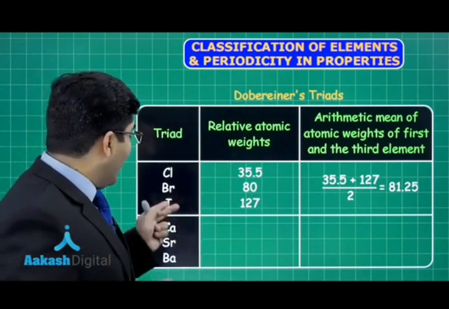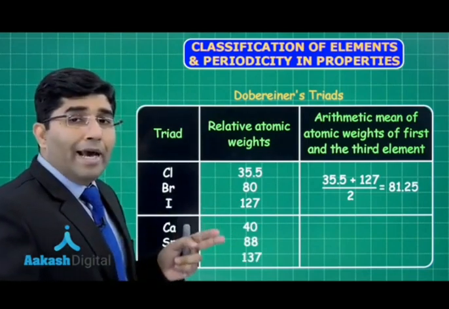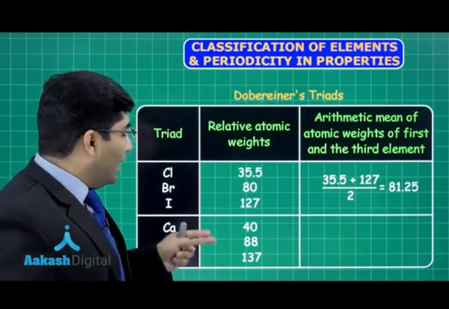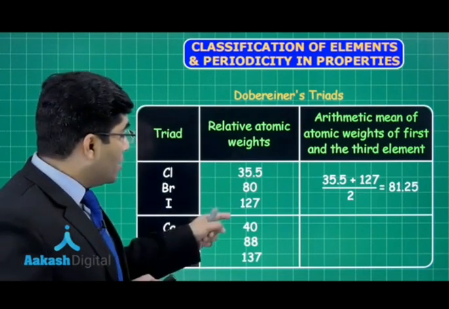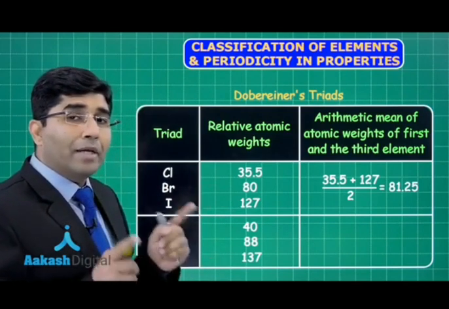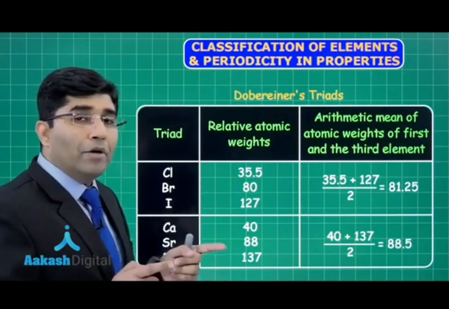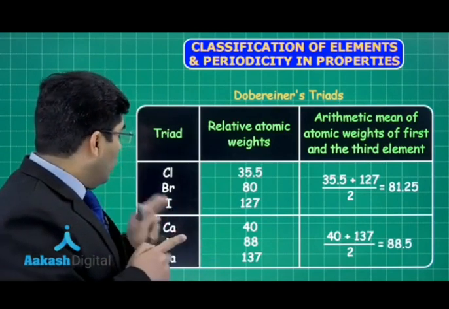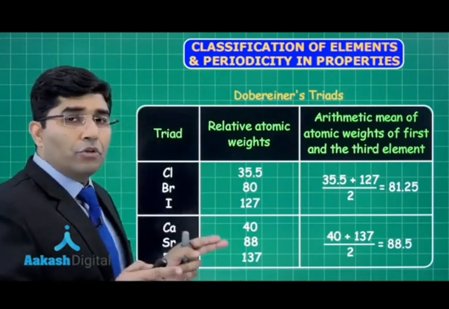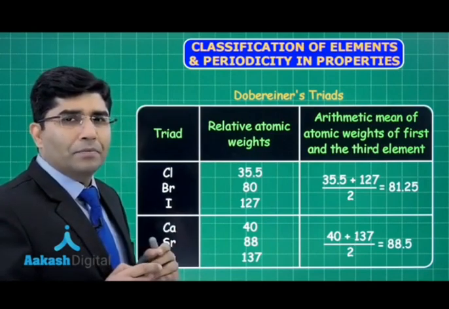Again we can take another example. Calcium, strontium, and barium have the atomic masses 40, 88, and 137. The first is 40, the third is 137, and if we take the arithmetic mean of 40 and 137, that will be equal to 88.5. It is close to the mass of strontium. But this was not correct for all the elements.